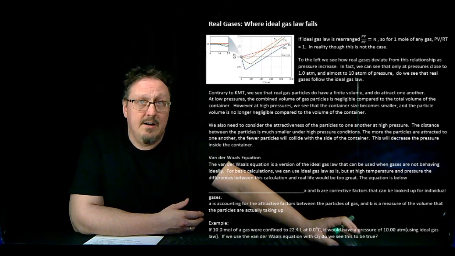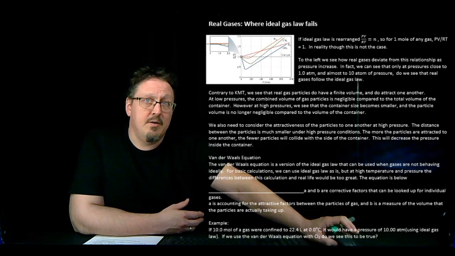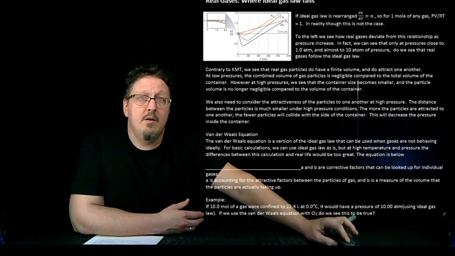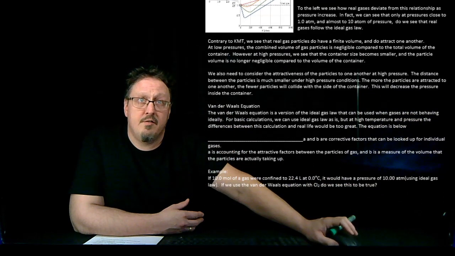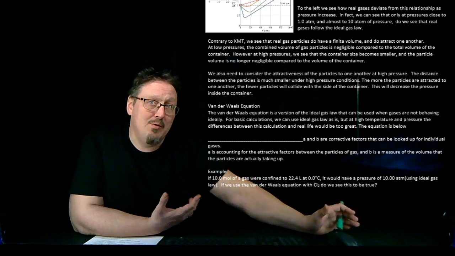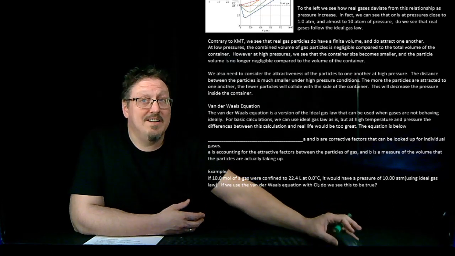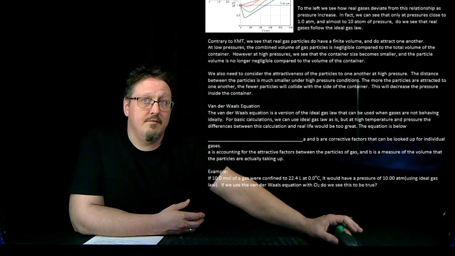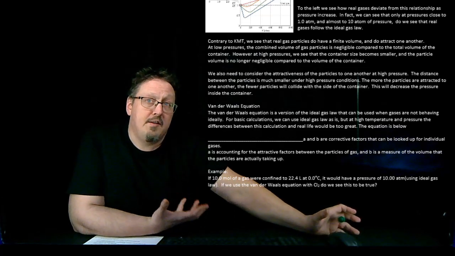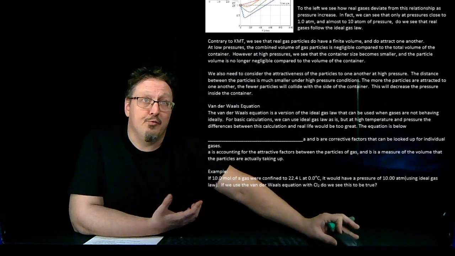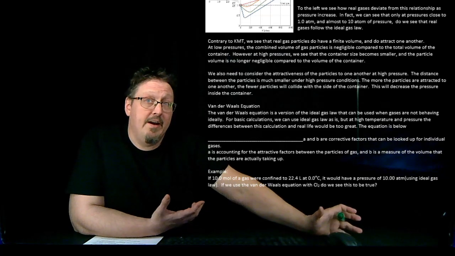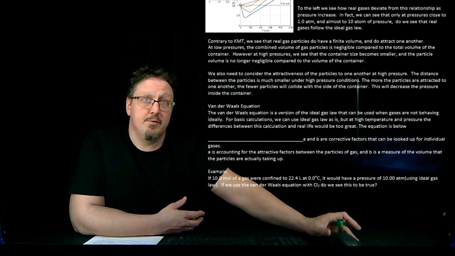If we talk about kinetic molecular theory, what it says is that gas particles don't have any volume and we can just not worry about it. That's not the case. Particles really do have volume, and that volume has an impact on how gases behave in the real world.